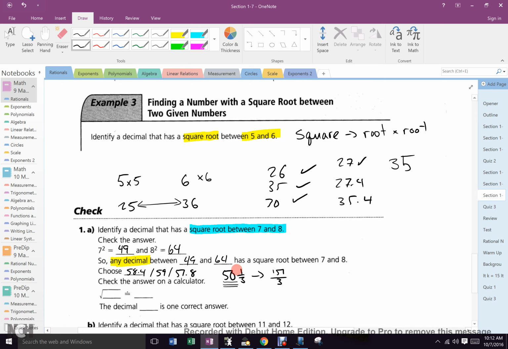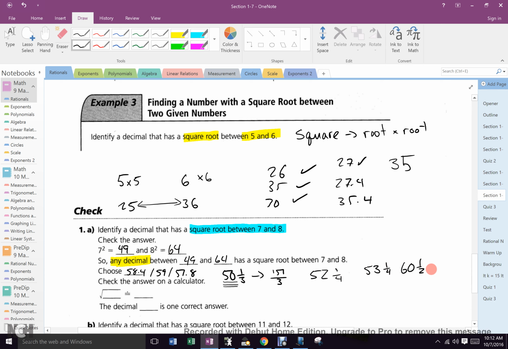Jamin. 52 and 1/4. A number with a fraction that is between 49 and 64. Somebody give me another one. Ethan. 53 and 1/4. Dale. 60 and a half. Are you all picking this up now?